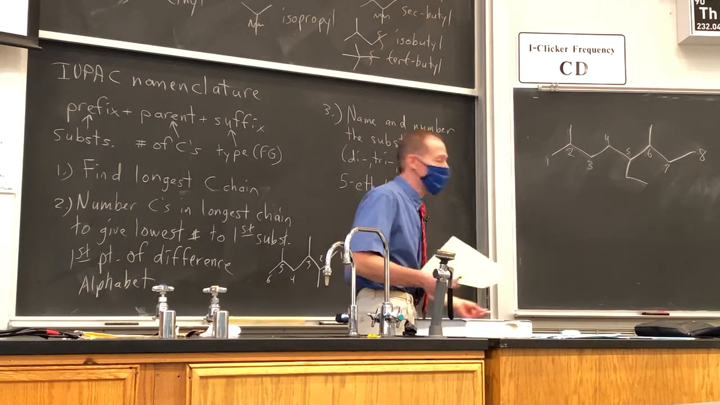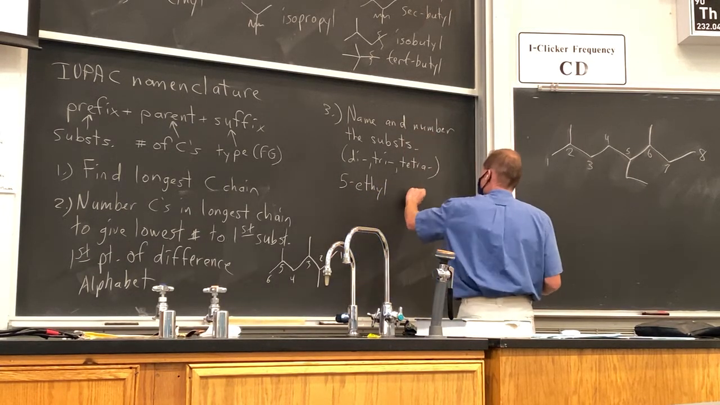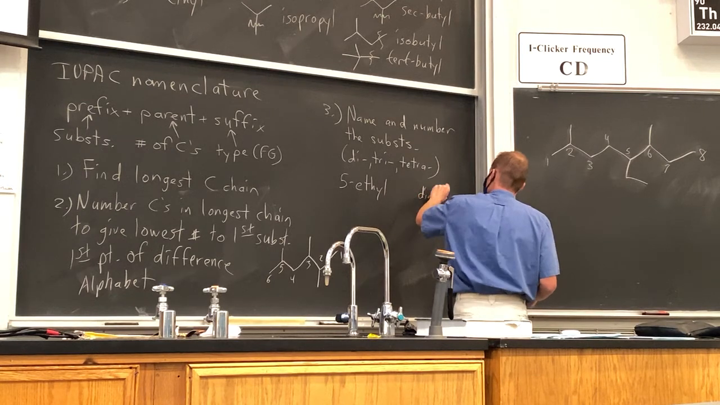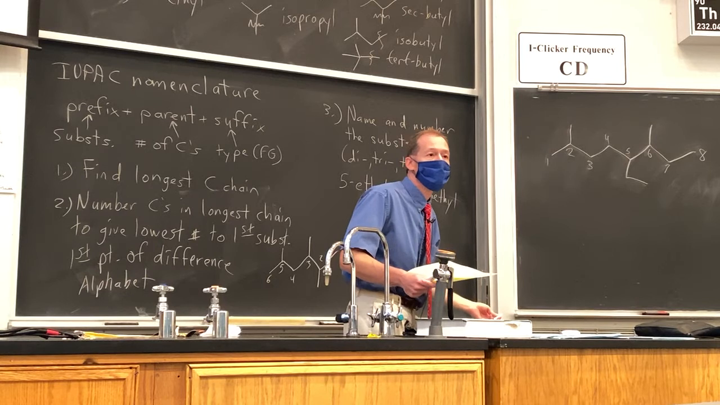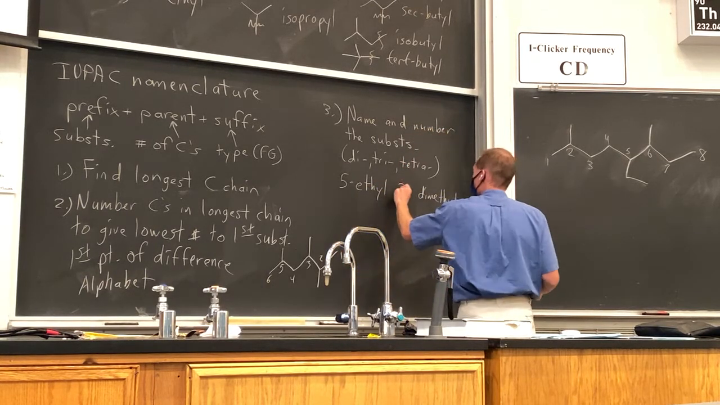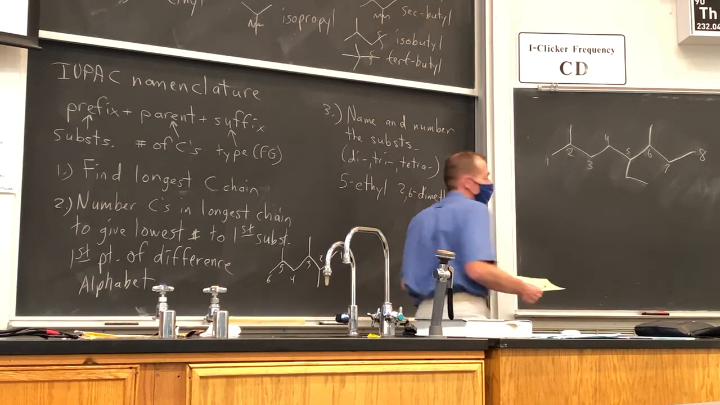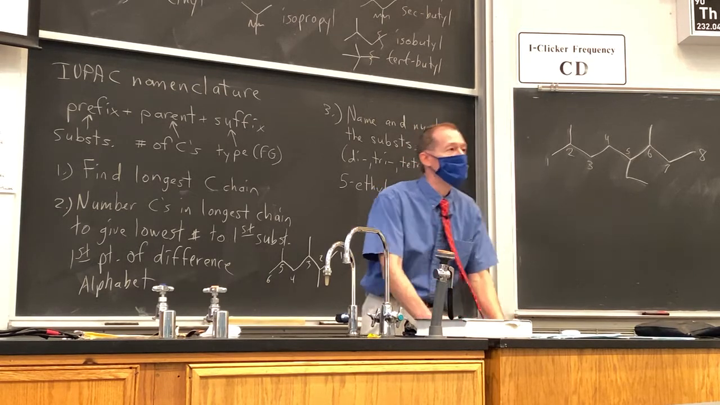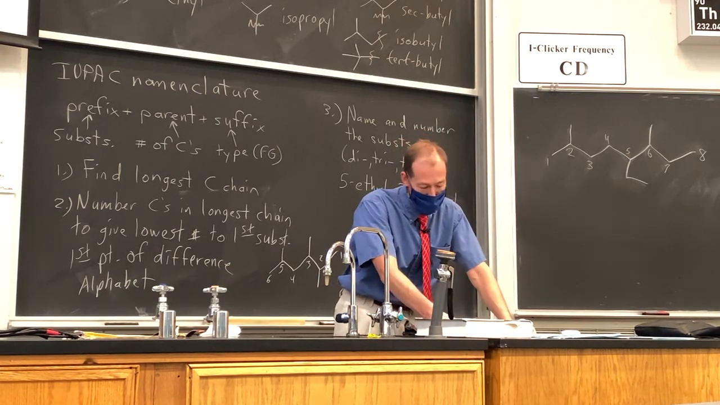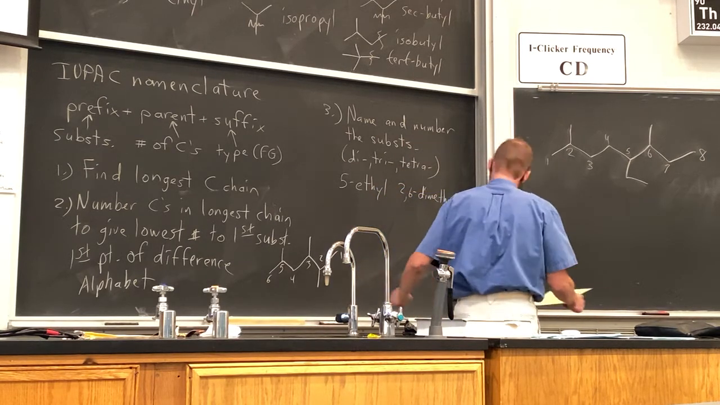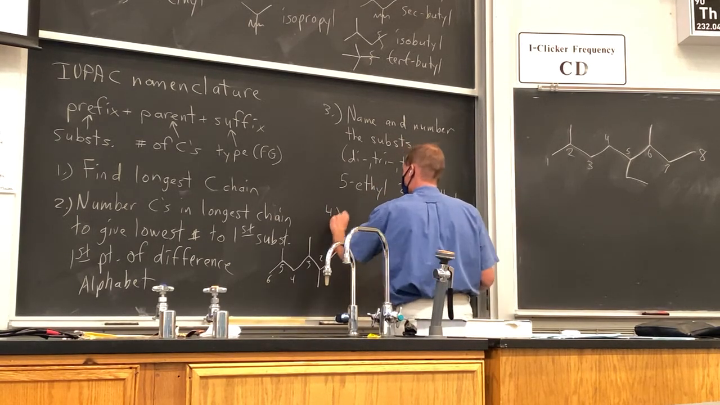And then we have 2 methyl groups. So we've got to use di. What carbons are the methyl groups on? 2 and 6. So 2,6-dimethyl. Okay? Any questions on how we generated those names? Okay, so now we have to put the name together.